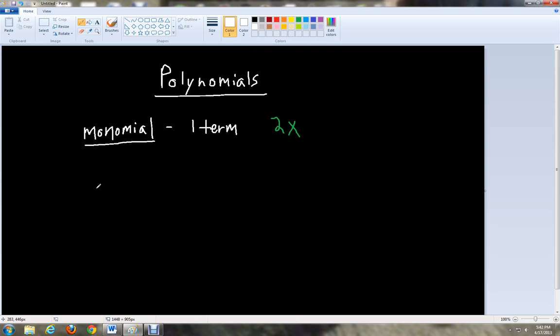The second type of polynomial we'll look at is a binomial. The prefix bi means two, so we'll have two terms. An example of a binomial would be something like y plus 3. So y is a term, and 3 is also a term. Those are two monomials added together.